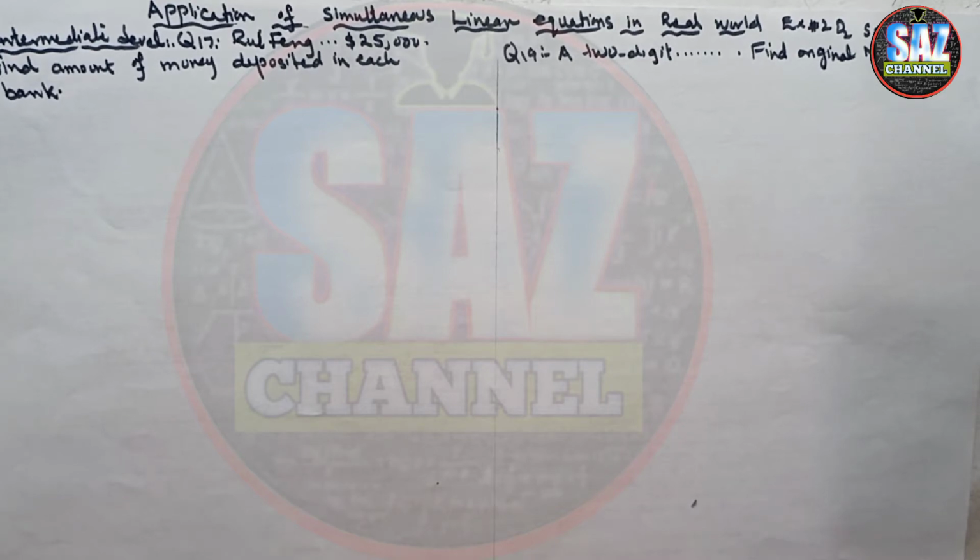This is my 8th lesson of D2, chapter number 2, exercise 2F, that is about application of simultaneous linear equations in the real world. In this lesson, I will solve intermediate level question number 17. Let me read the question from the book.